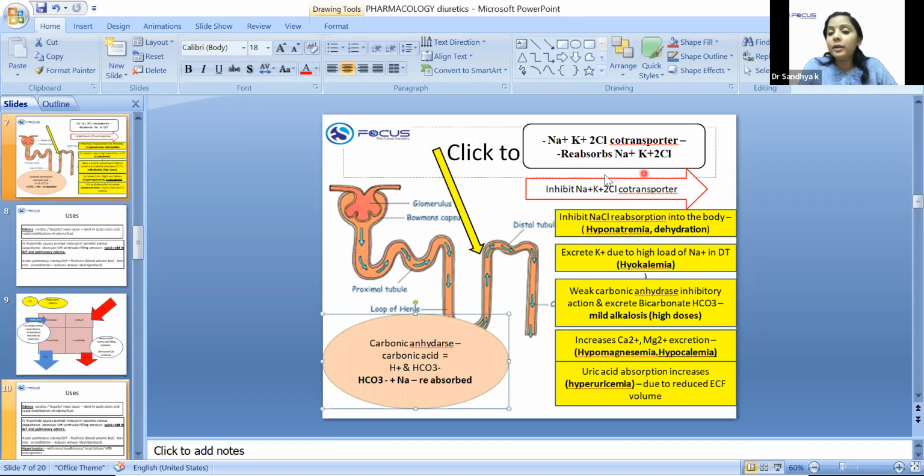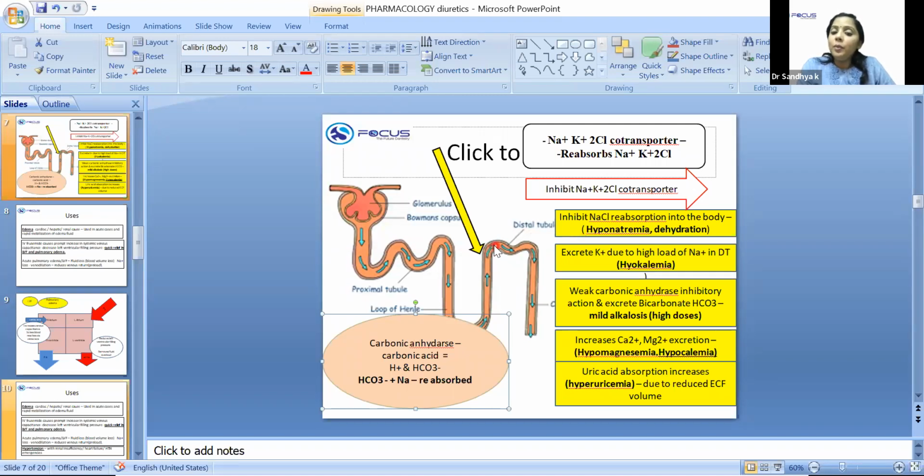That is why wherever you see furosemide or high ceiling diuretics, it will be written inhibitors of sodium potassium chloride co-transporter. Now you get that, right? So what will happen if the sodium potassium chloride co-transporter is inhibited by furosemide? Sodium chloride reabsorption is inhibited. There will be hyponatremia, dehydration.